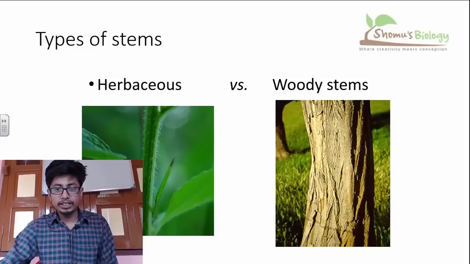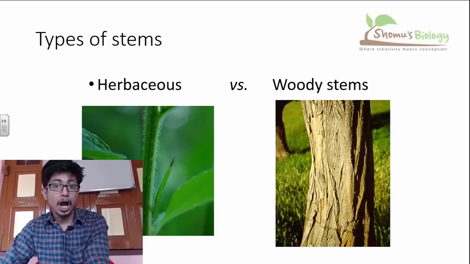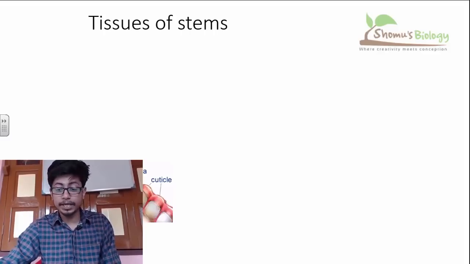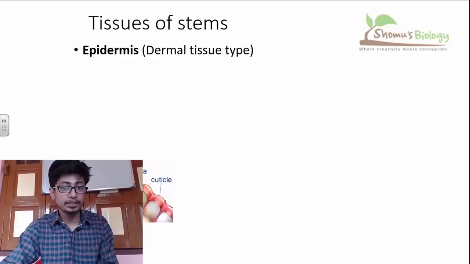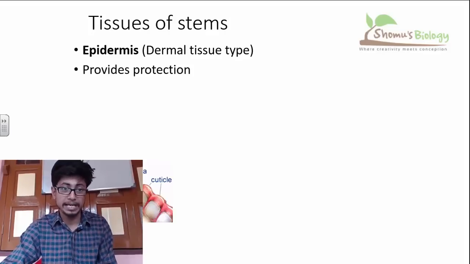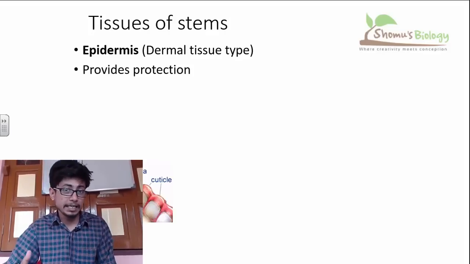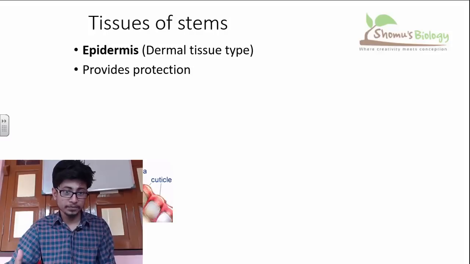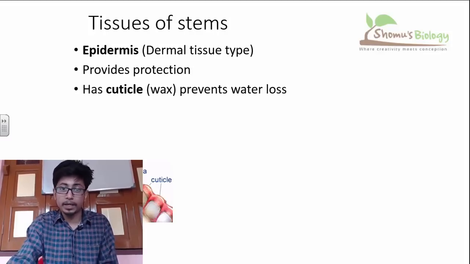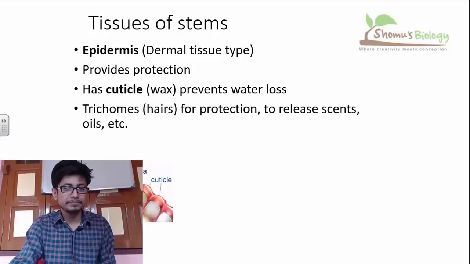Now if you look at woody stems, we all know what woody stems are. Now the type of stems, epidermis, the tissues that are found in the stems. Epidermis, the dermal tissue outside. Now it may contain a waxy layer that we find in the leaves. We call them cuticle, right? Or we may not have any waxy layer outside there.